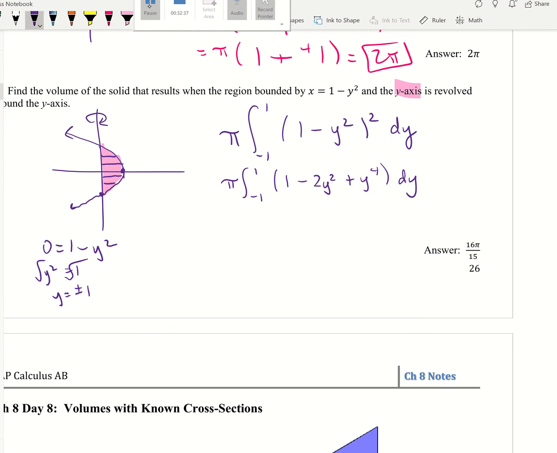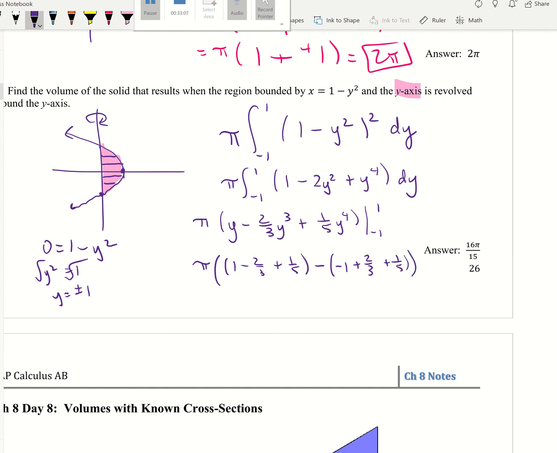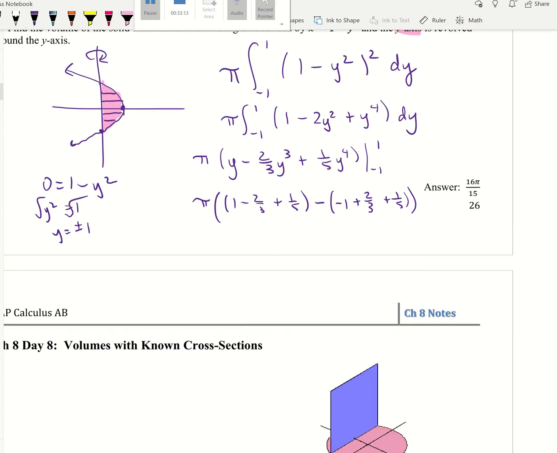And then I would integrate this by using the power rule. So I'd get y minus 2/3 y cubed plus 1/5 y to the 4th, and then this would all get evaluated at negative 1 and 1. What I end up with is pi times 1 minus 2/3 plus 1/5 when I evaluate at 1, minus negative 1 plus 2/3 and then plus 1/5. Watch your powers here with those negatives. And then to finish this off, I would go ahead and get a common denominator to evaluate all of this to get 16 pi over 15.